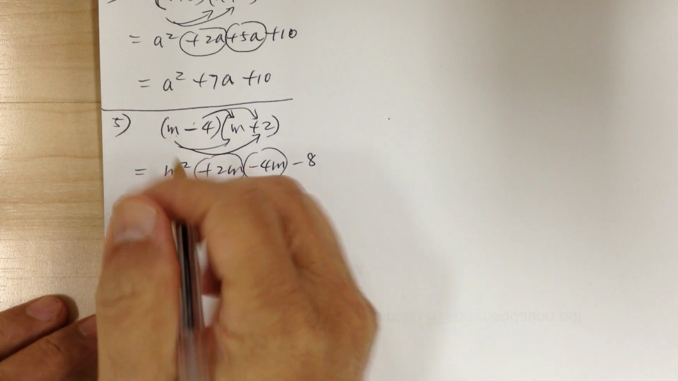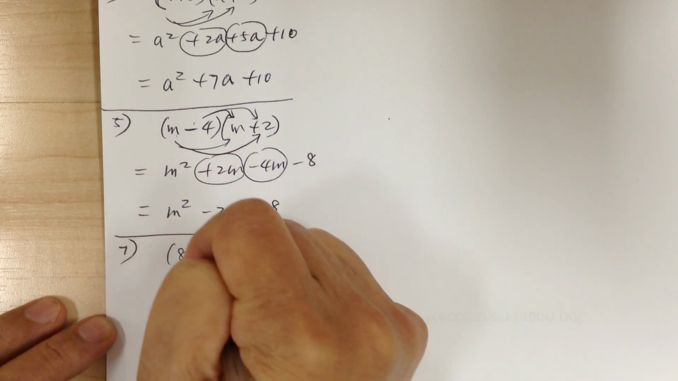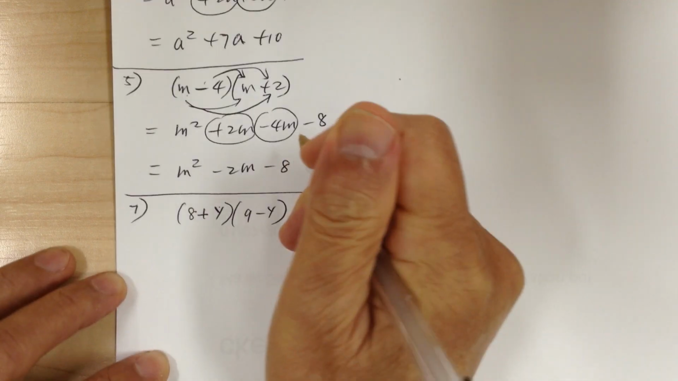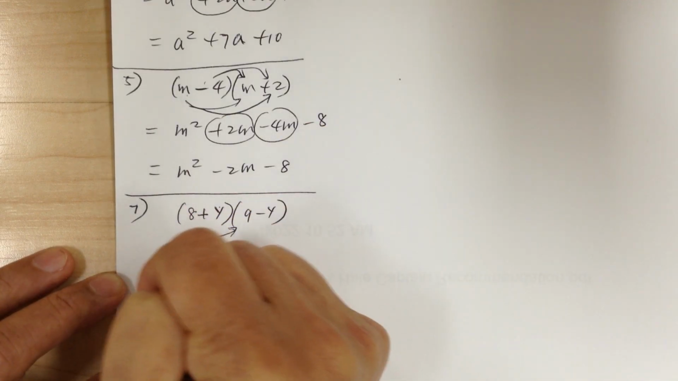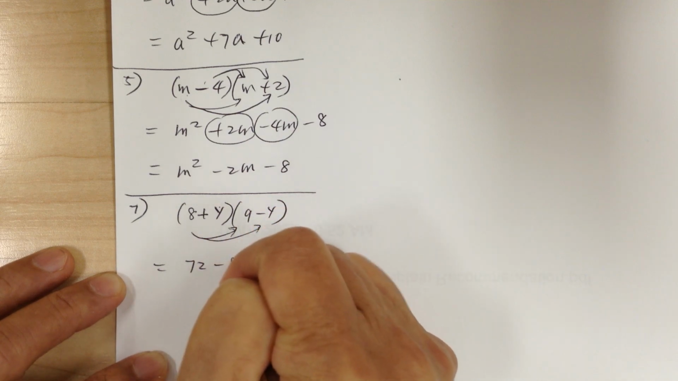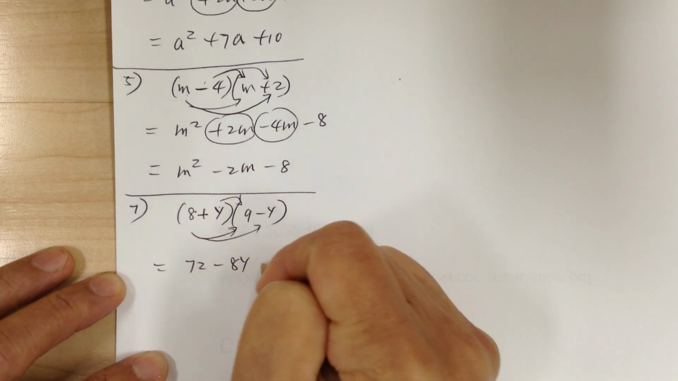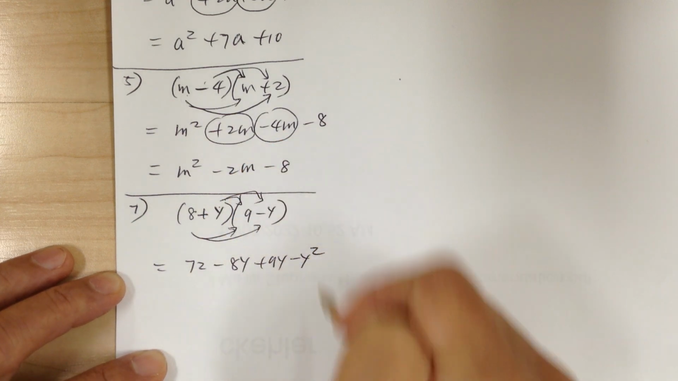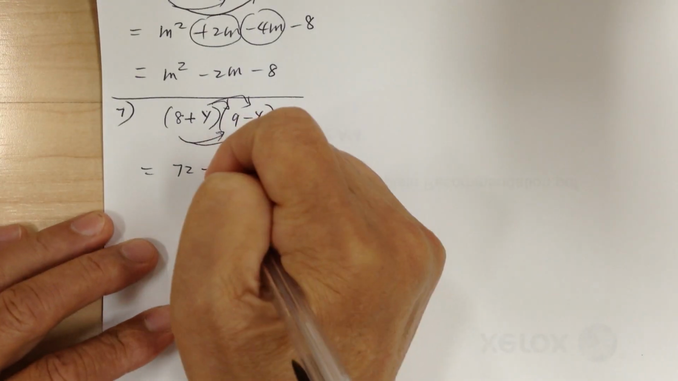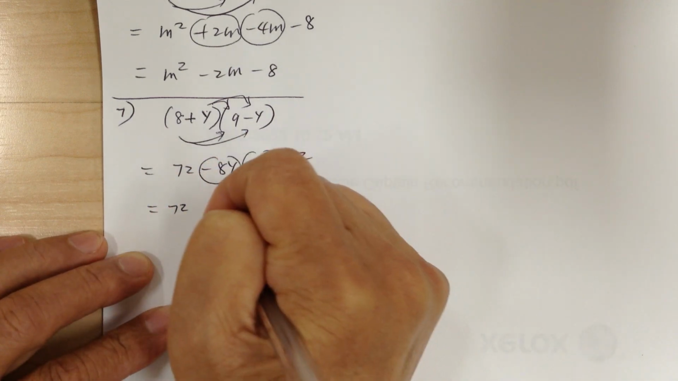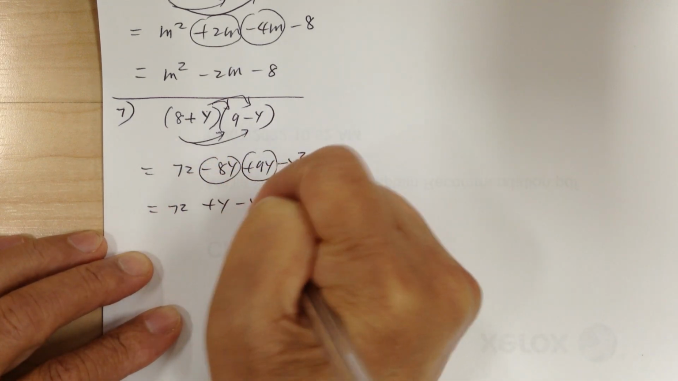Number 7, you have 8 minus 8 plus y times 9 minus y. So you can distribute. So this is equal to 72. Distribute minus 8y. Then distribute plus 9y. Distribute minus y squared. And after that, combine the like terms. So you get 72 plus y minus y squared.